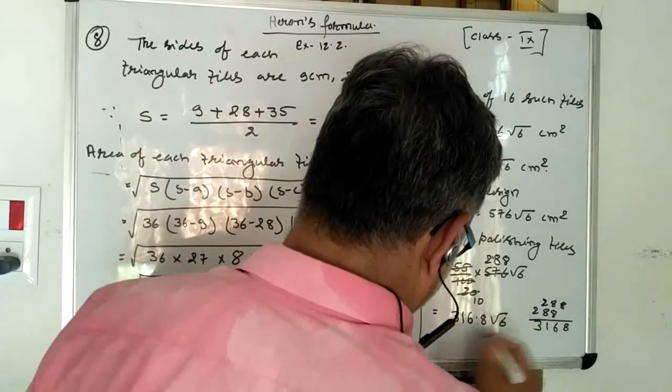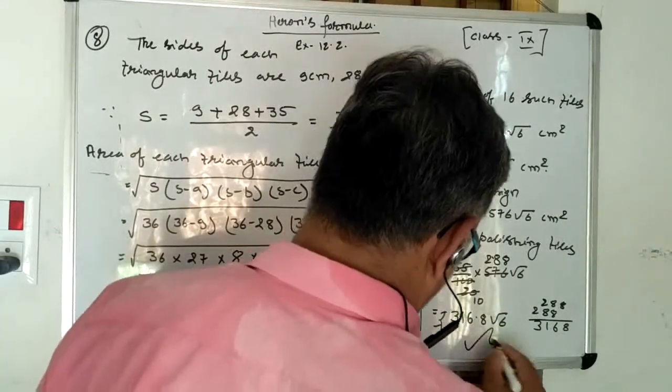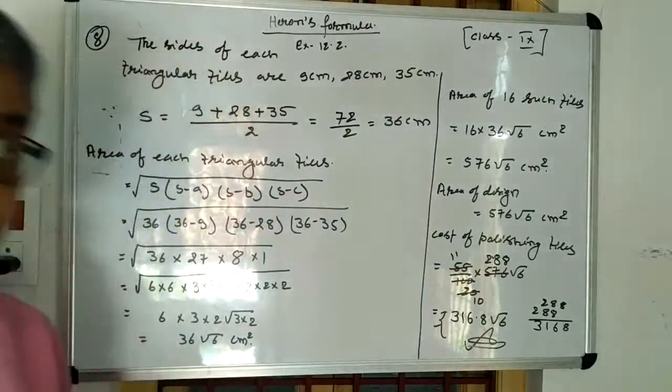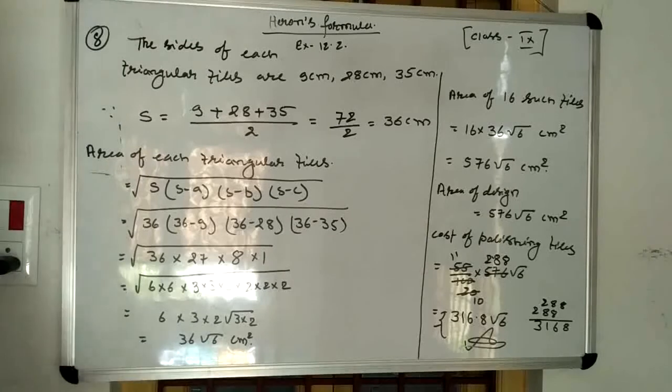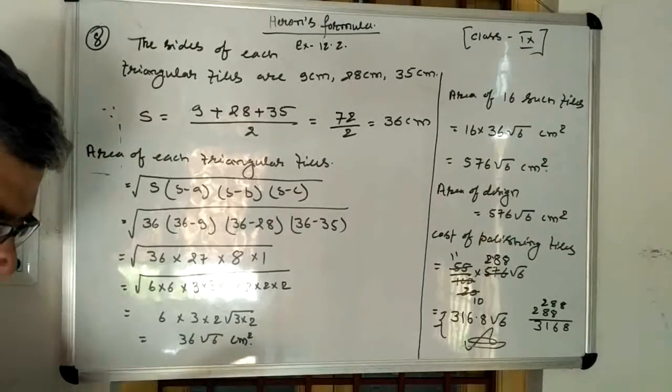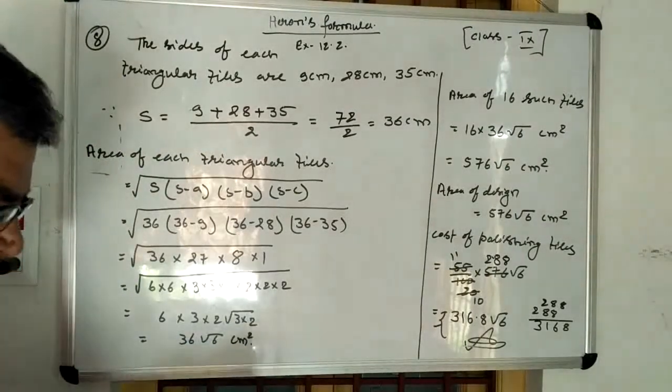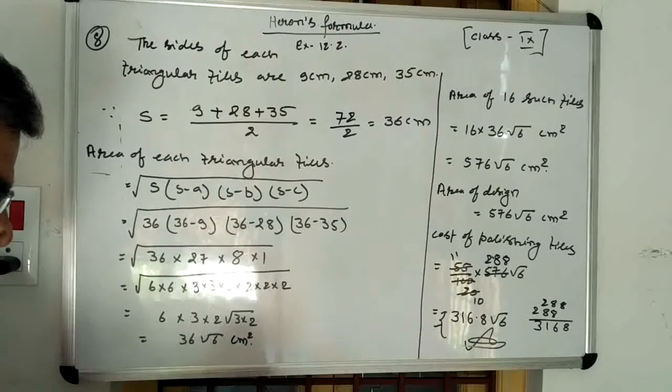316.8 under root 6 rupees. So this is your required amount of polishing the triangular tiles. So I think this is your required answer from exercise 12.2.